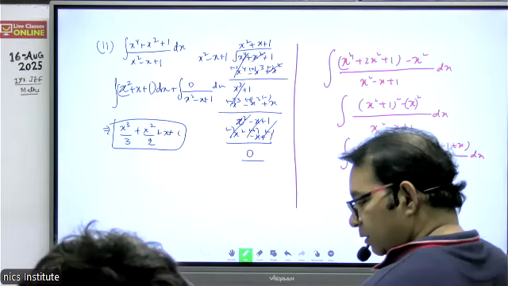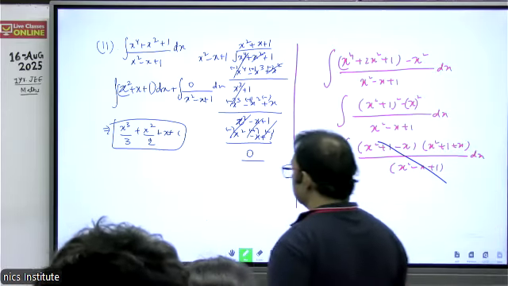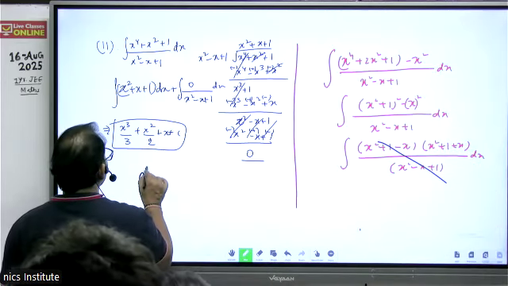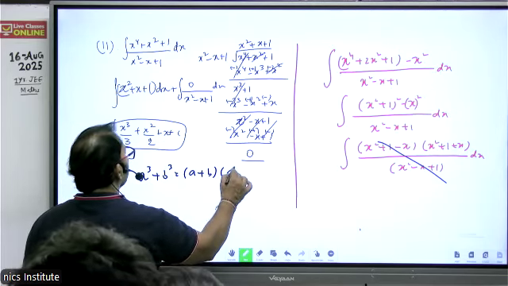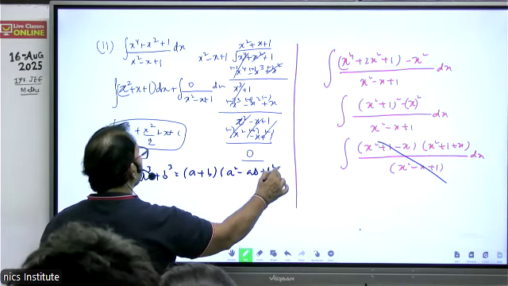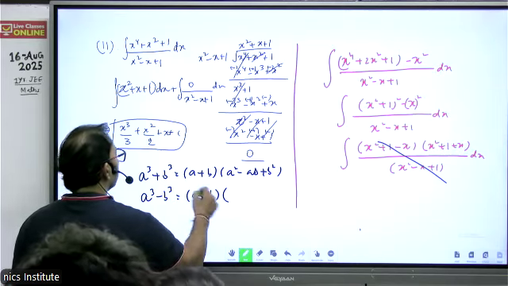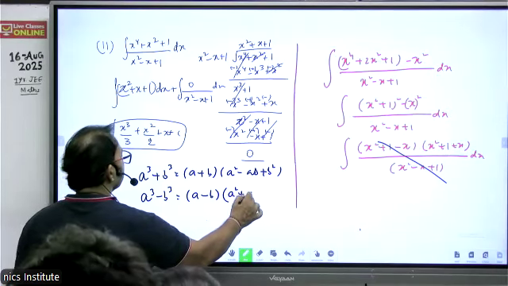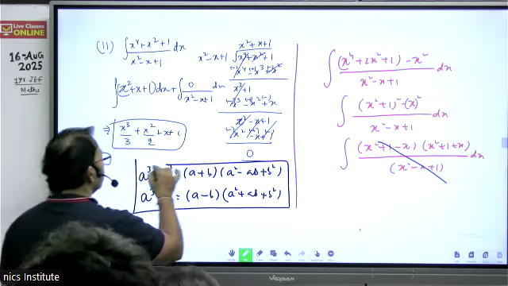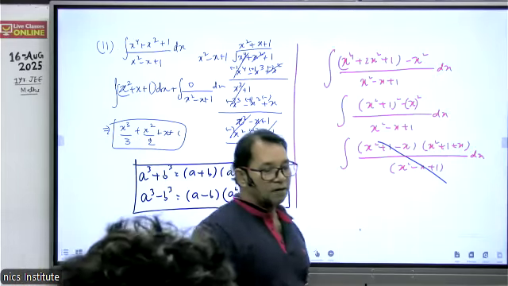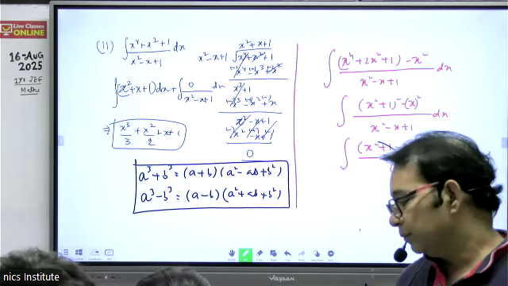A cube plus b cube is... In the next question, you can use a cube plus b cube, which is a plus b times a square minus ab plus b square. Write down all these identities. How to remember? Only one negative sign would be there in the entire right side. So this is a cube plus b cube and a cube minus b cube. Question 12, you have to use a cube, and then you multiply and integrate.